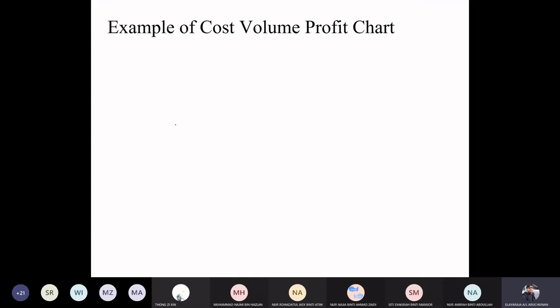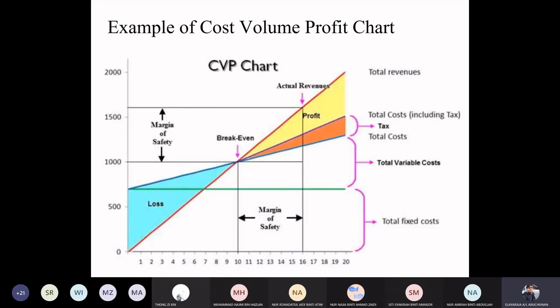In real life business activities, we use to develop the cost-volume-profit chart. The chart will be in the form of like this, so it can easily be evaluated for all types of analysis. Your profit, how much you need to pay for your tax, your total cost, your total variable cost, and your total fixed cost.